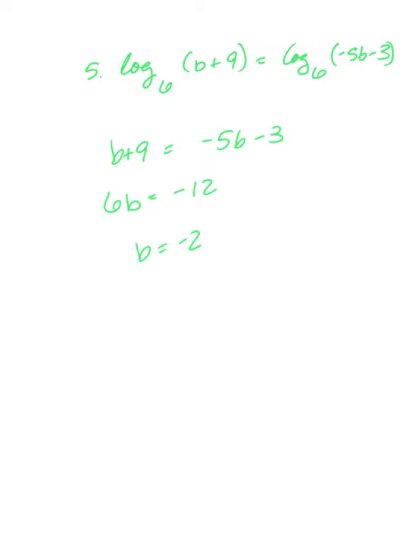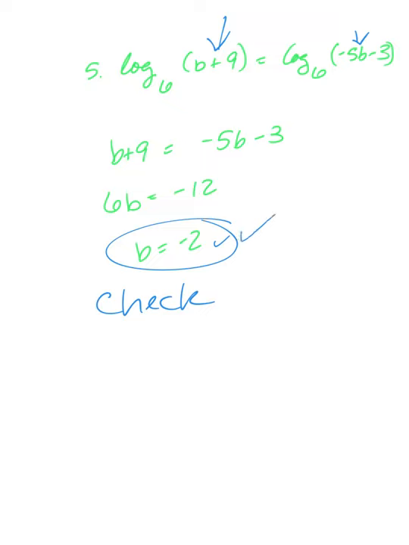So one more thing we have to remember to do is to check to make sure when we plug this into here and here, we don't get a negative number, okay? So when I have negative 2 plus 9, we're good because it's still positive. And when I have negative 10 minus 3, we're also good. So that is a good answer.